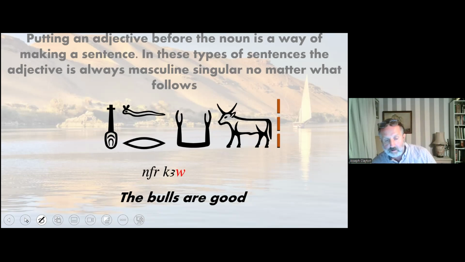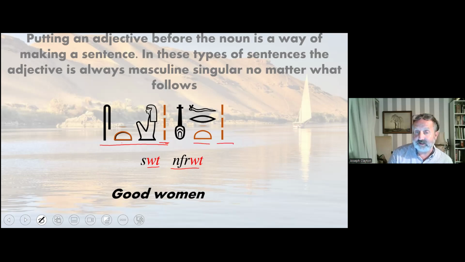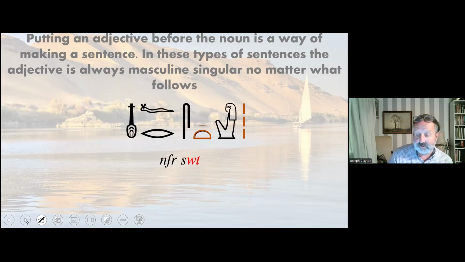Okay, so this is what we're going to do, the other way around. So we can also do it with a woman as well. So here we've got women with the plural strokes, WT ending, T in plural strokes. Then we've got neferut, so ending with a T in the plural strokes. So that's good women. The adjective follows and agrees. WT, WT. Okay, so that's good women, not a sentence. Okay, but we do it the other way around. Nefer, okay, and suit. So good are the women.